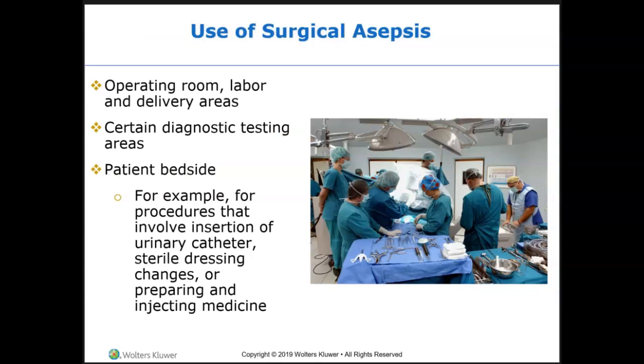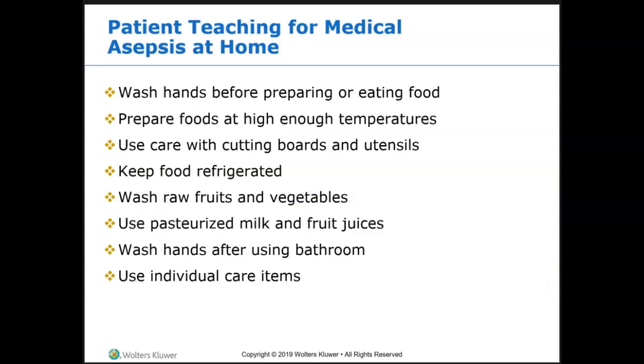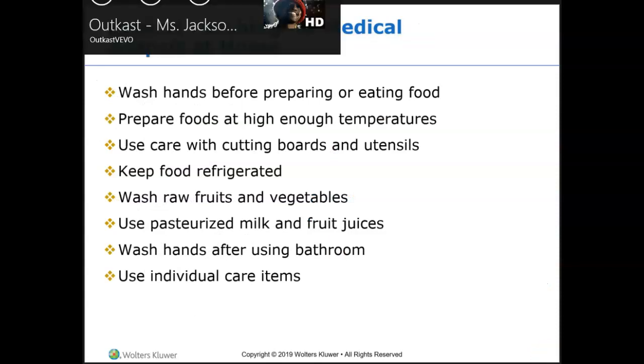Okay, so surgical asepsis is different. So surgical asepsis is used for the operating room, labor and delivery areas, certain diagnostic testing areas, and we have sterile technique as well that we use at the patient's bedside. Procedures done bedside that require sterile technique are indwelling catheters, central line dressing changes, when we access patients' implanted ports in their chest, all kinds of things, right? Those are just a few examples. So again, look at the book. They have great examples.